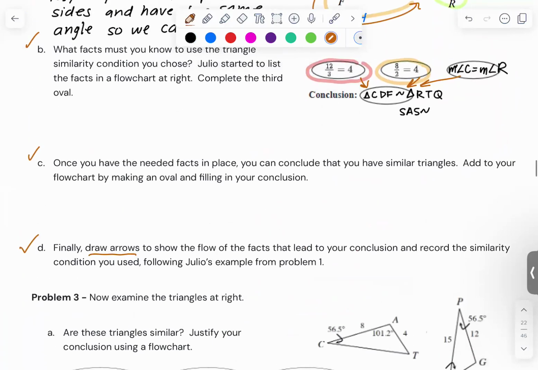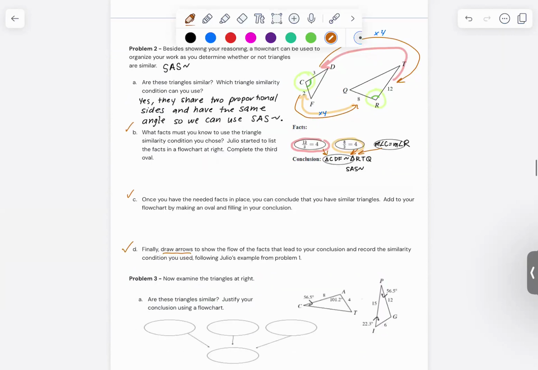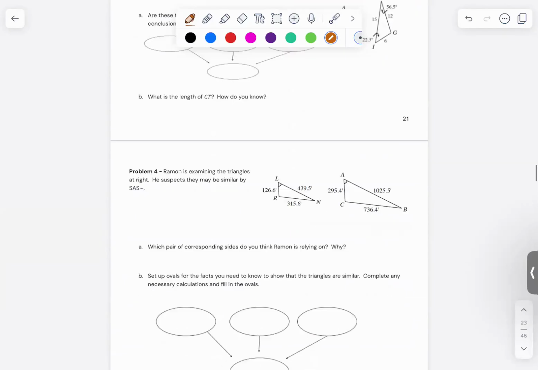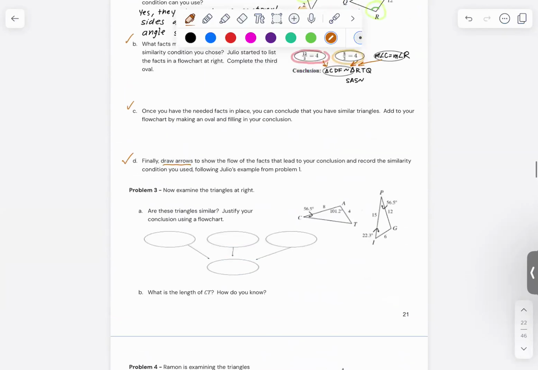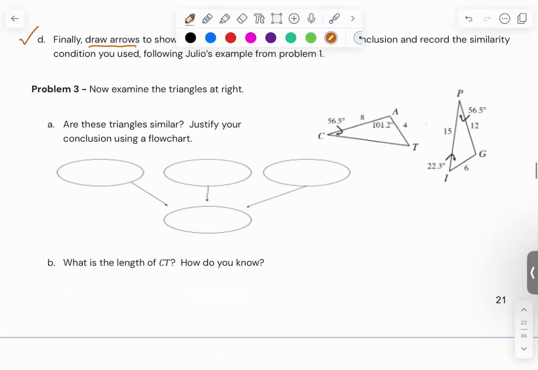Okay, so if you need to pause the video here, clean up your notes a little bit. You don't need to write anything else for B, C, or D because you wrote it in the chart right there. Okay, we're gonna do problems 3 and 4, and then you guys are gonna carry on through 5 and 6 on your own, and that's how you're gonna get credit for today.